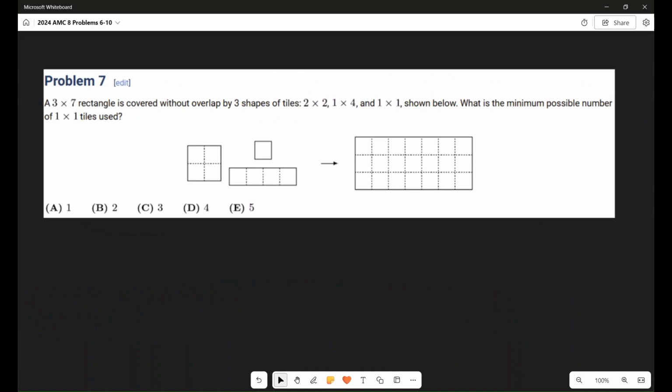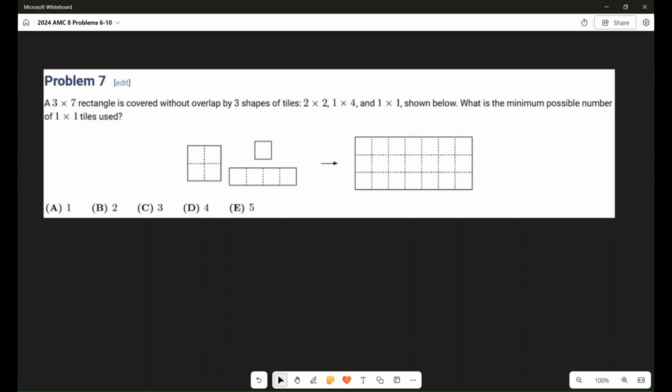Problem 7. A 3x7 rectangle is covered without overlap by 3 shapes of tiles, 2x2, 1x4, and 1x1, shown below. What is the minimum possible number of 1x1 tiles used?